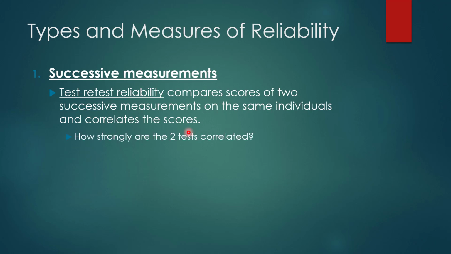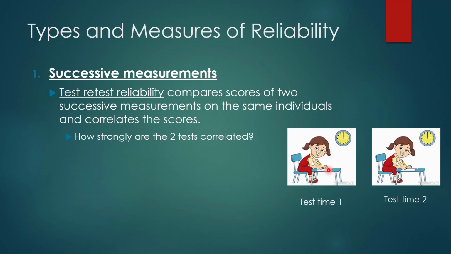You look to see, are those two test scores correlated? So you have the test scores at time 1 and the test scores at time 2, and you look to see if they're highly correlated. It suggests you have a high test-retest reliability.